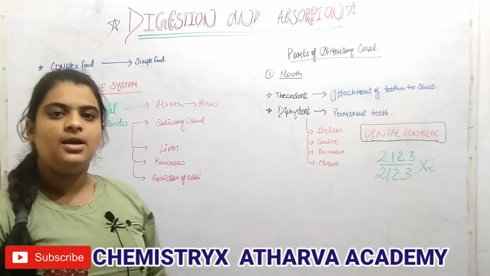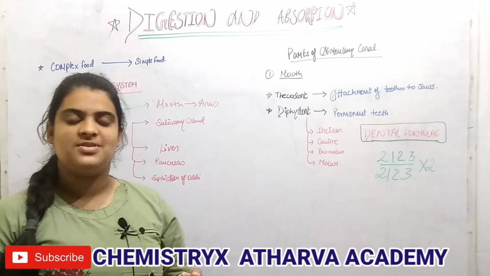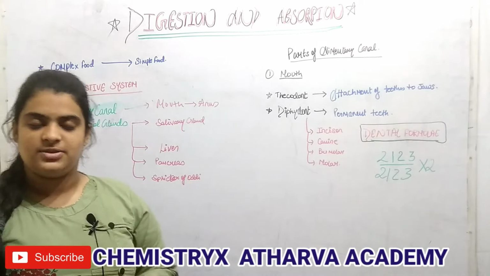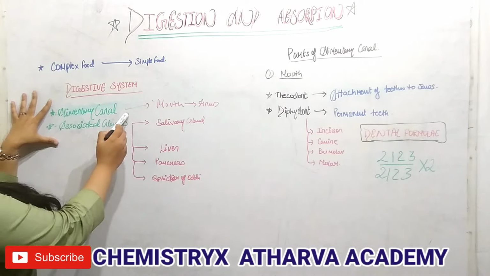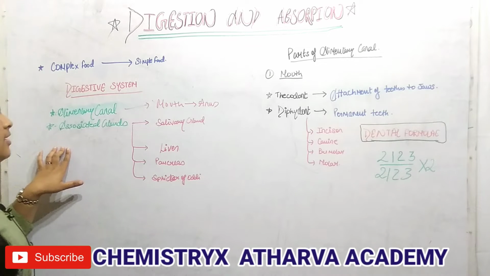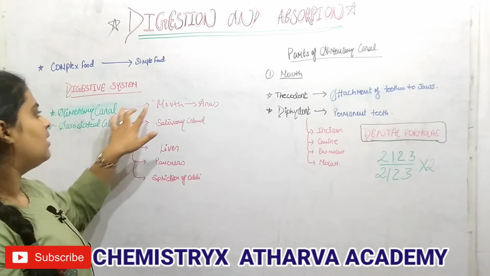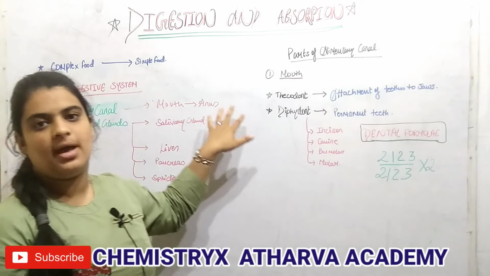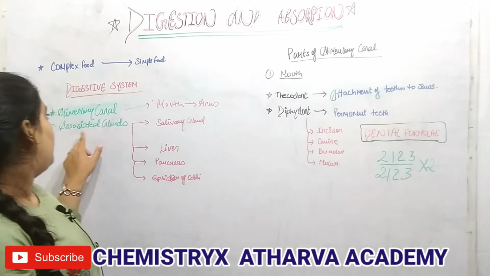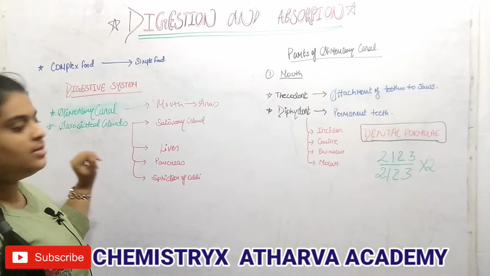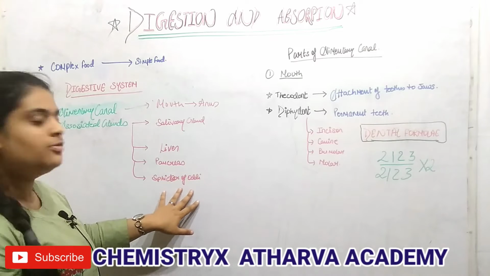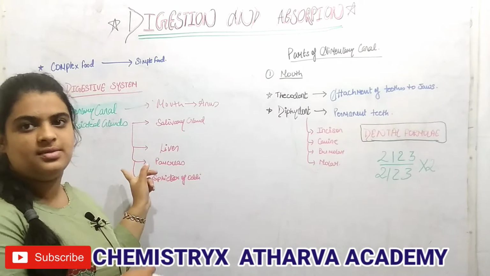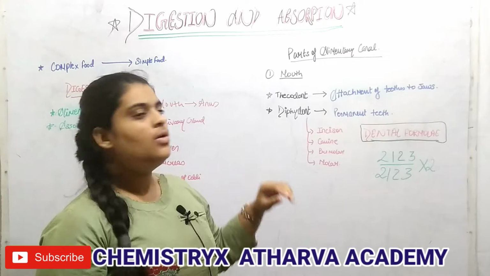Now, you must be thinking about what all things the digestive system consists of. So the digestive system consists of two major parts named alimentary canal and associated glands. Our alimentary canal starts from the mouth and ends at the anus. And secondly, our associated glands, which consist of salivary gland, liver, pancreas and sphincter of Oddi. About these things we'll study later.